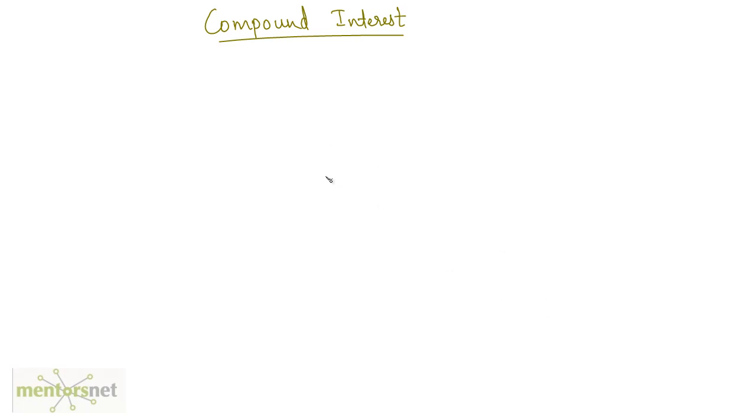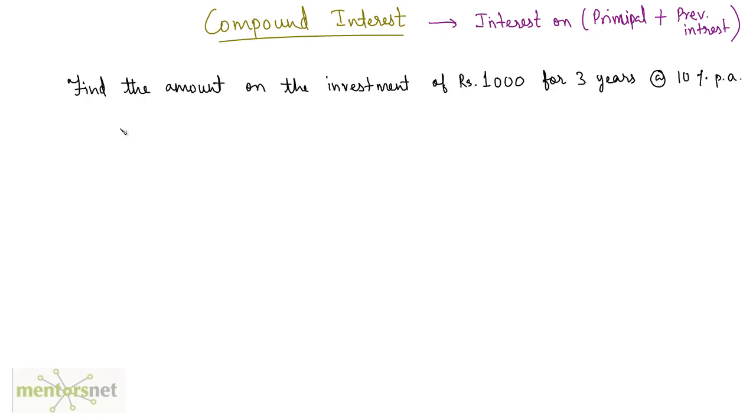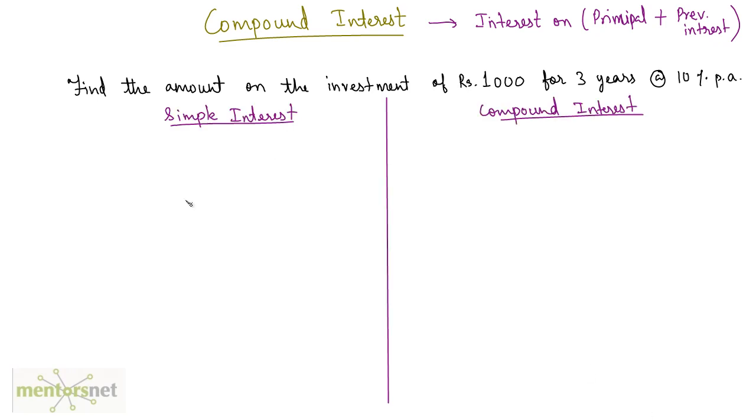If you find that confusing, well, let me tell you that compound interest is the interest on your principal amount and your previous year's interest as well. To understand this much better, let us solve a problem. The question is, you have to find the amount on the investment of 1000 rupees for 3 years at 10% per annum. So we'll find the amount if we use simple interest, and also we'll find the amount if we use compound interest. Now we know the formula for simple interest, that's PNR upon 100.